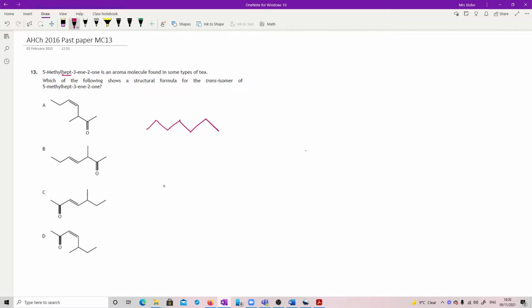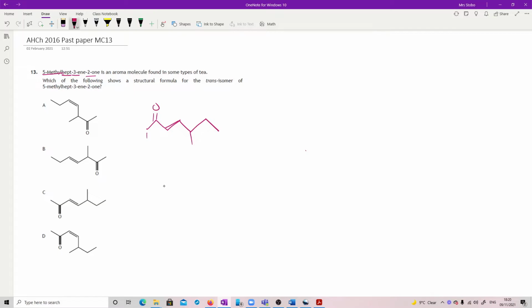I have hept-3-ene. 1, 2, 3, I'm going to put my double bond there. And then I'm going to look for 5-methyl. I've already decided this is number 1. So 1, 2, 3, 4, 5. I'm going to put a methyl group down here. And then I'm going to put 2-one. So on number 2, I need a double bond O.